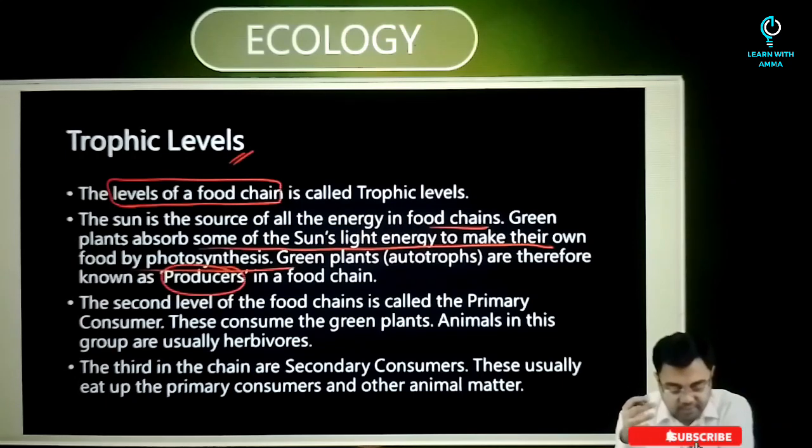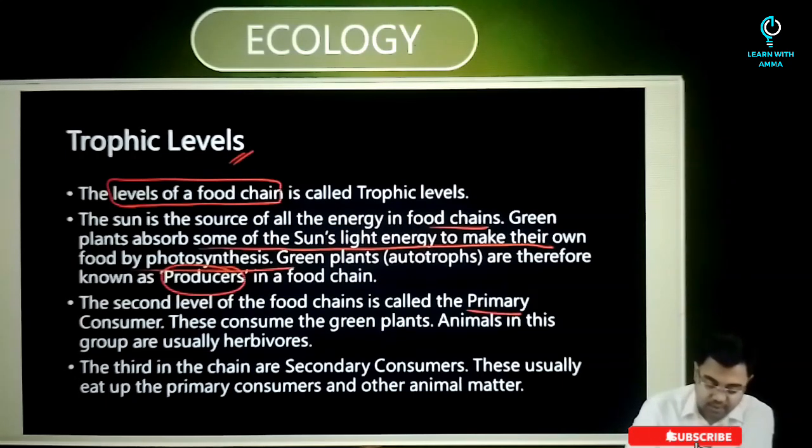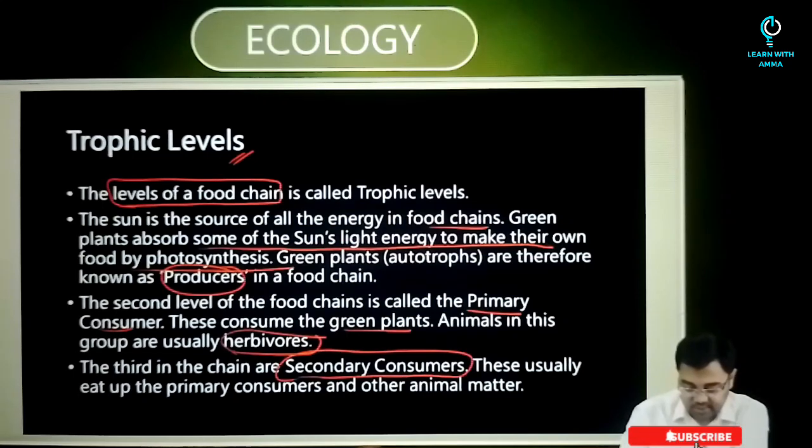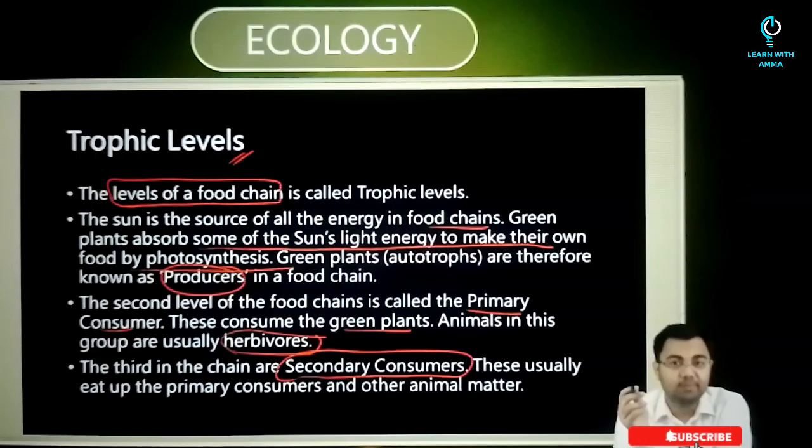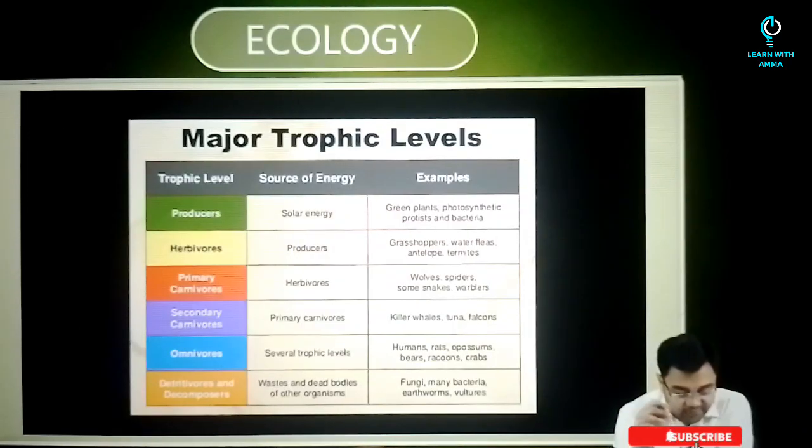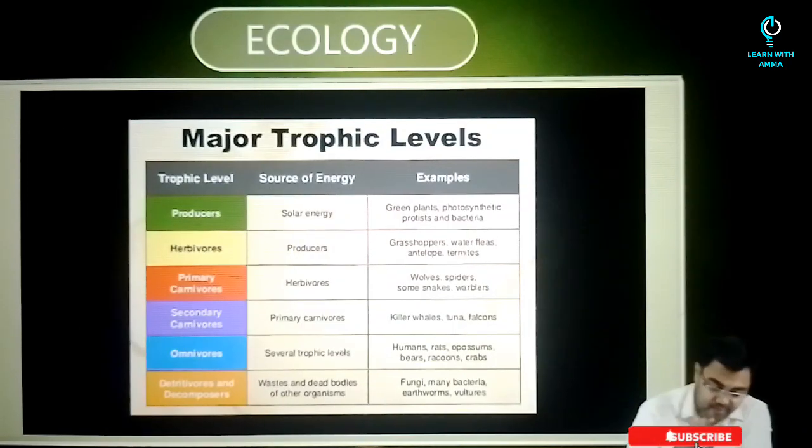Then the second level of the food chain is called the primary consumer. These consume the green plants. Animals in this group are generally called herbivores. Then the third level are the secondary consumers, and these usually eat the primary consumers and other animal matter. All these things we have already discussed: which animals are called secondary consumers, which animals are called primary consumers. Just have a look at this so that you understand it better.